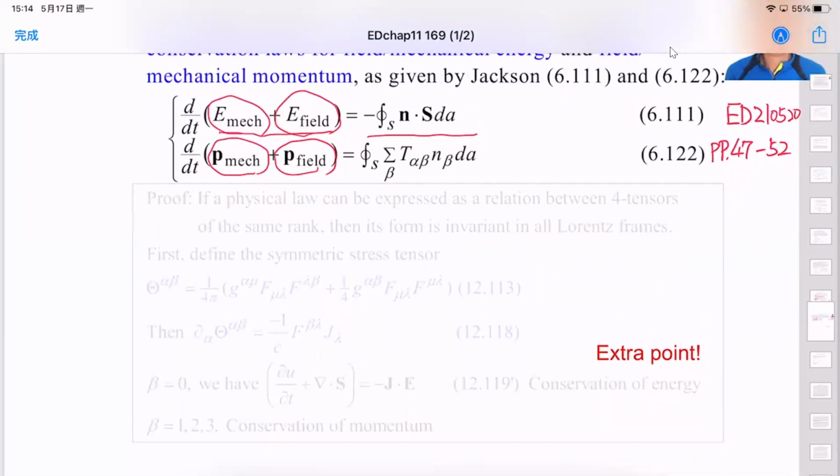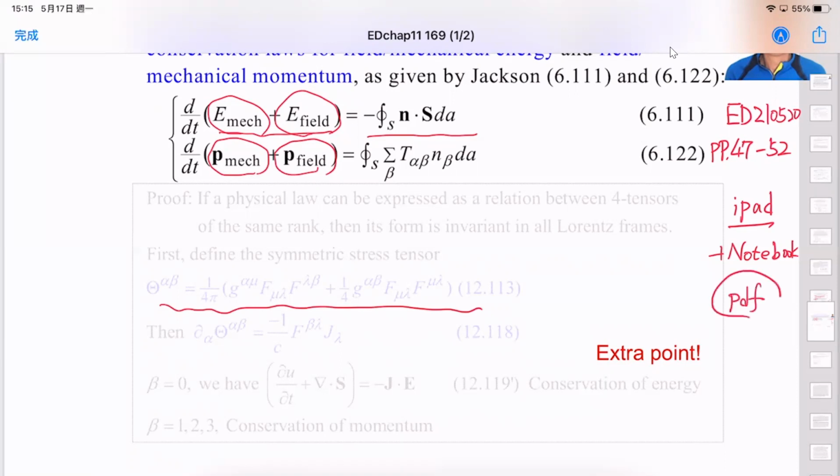I'm sorry, in this PowerPoint I use an iPad together with notebook. My iPad cannot display PowerPoint file correctly, especially the equation. So I use PDF file. If you know how to display the equation correctly, please let me know. I hope next time I can use PowerPoint file, because with the PowerPoint file, I can display correctly.